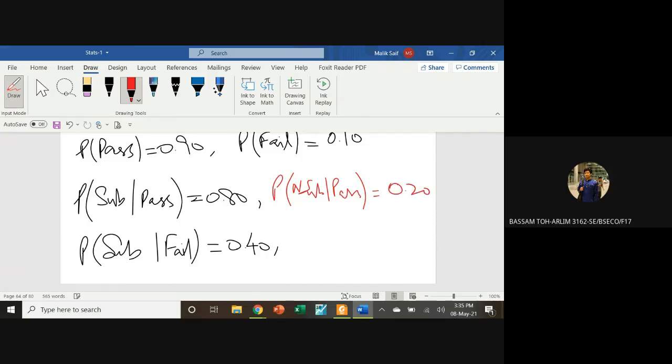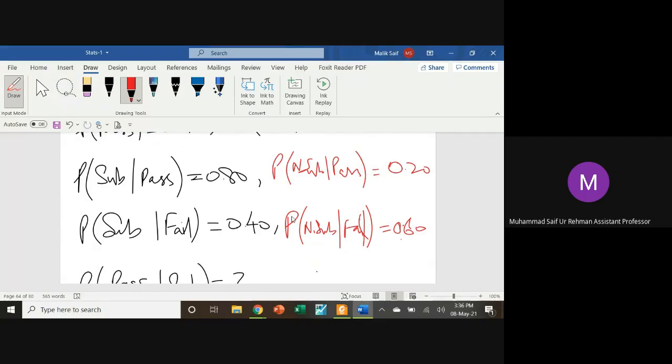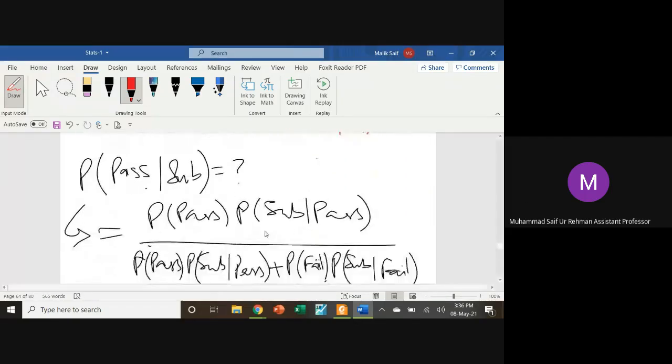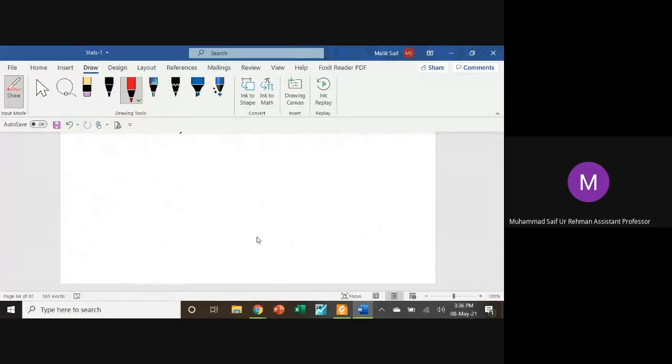And if I ask you here, what is the probability that he did not submit the assignment and he failed the examination? So fail the examination, 1 minus 40%, so this will be 0.60. So these two are the values that you will need in the question that I have asked over here.